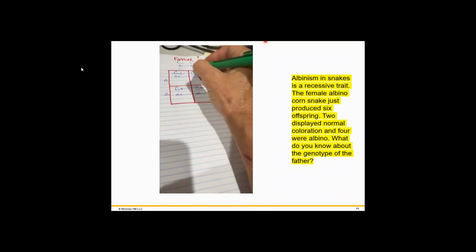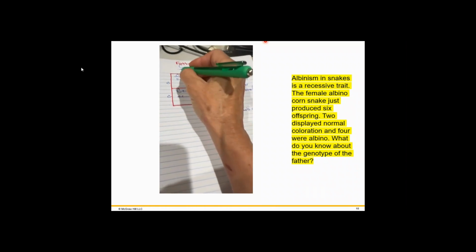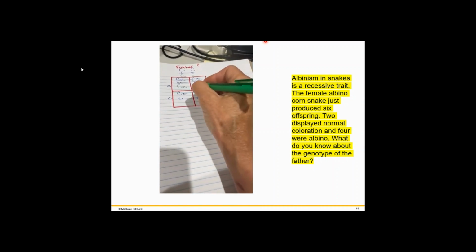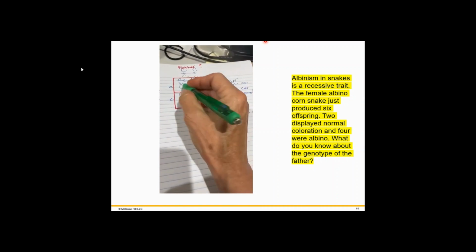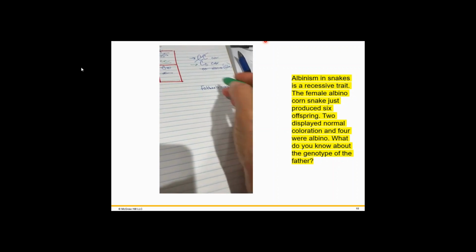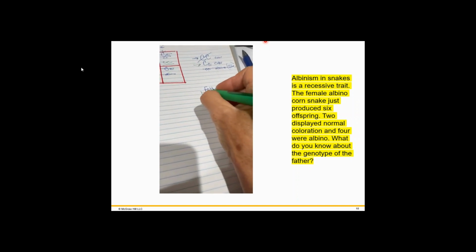He has to be heterozygous right here. So that would be a capital C, lowercase c. So if you bring it down, capital C, lowercase c, a little c, little c. So right here you already have one with color and one albino. So the father's genotype, he has to be heterozygous.